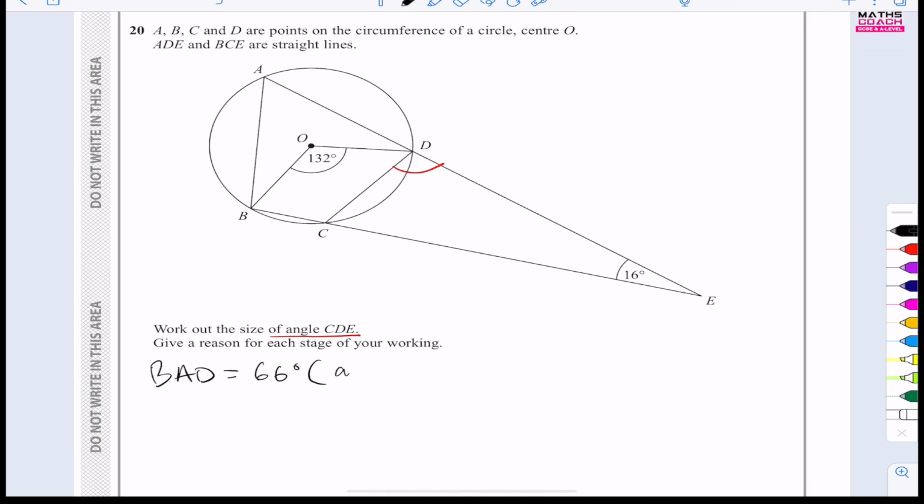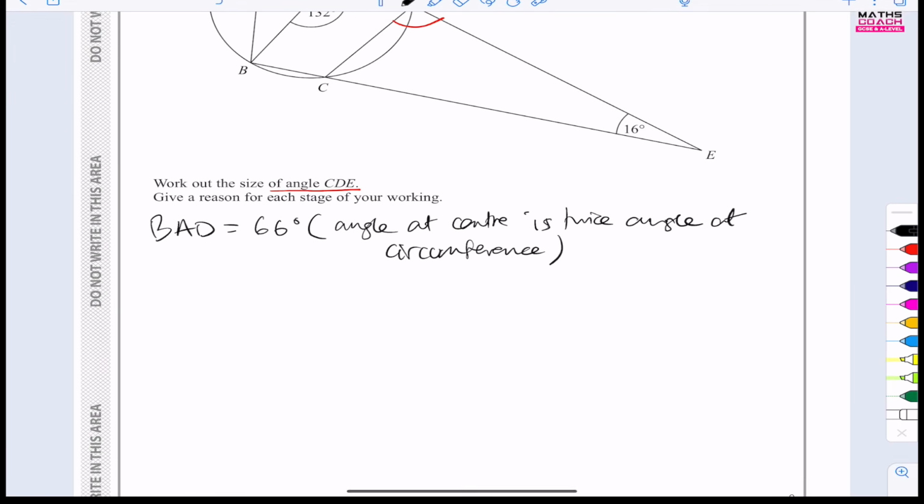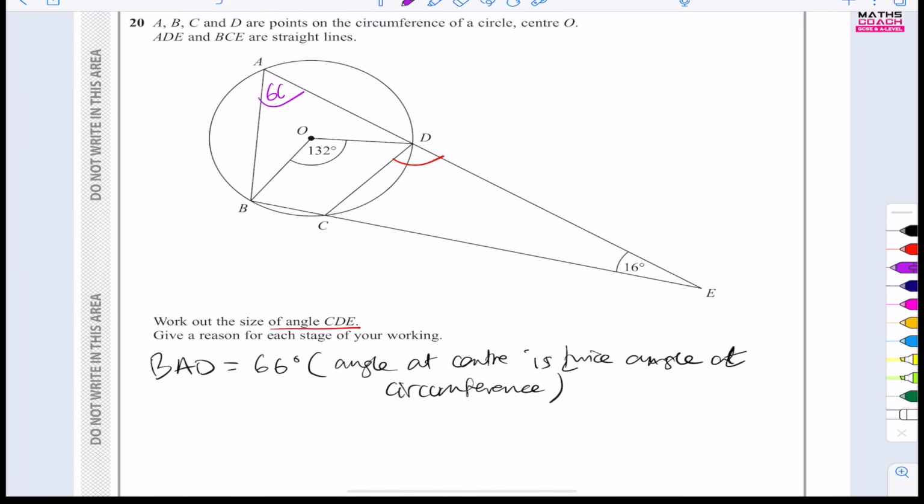And the reason for this is angle at center is twice angle at circumference. Okay. So let's go ahead and mark that in. That's 66. Now we did say that this will be equal to 180 together. So therefore, BCD is going to be 180 minus 66. And that gives us 114. And the reason for this is it's a cyclic quadrilateral.